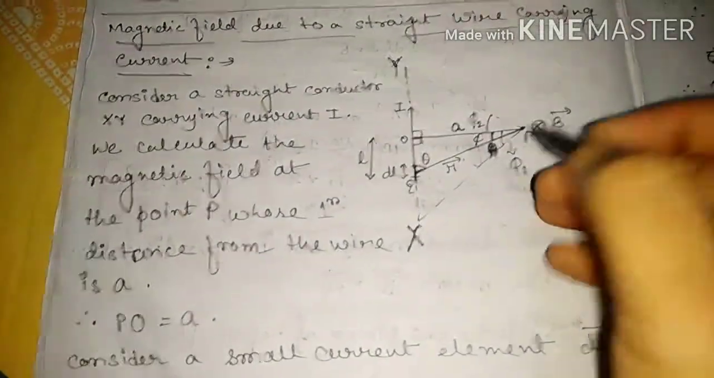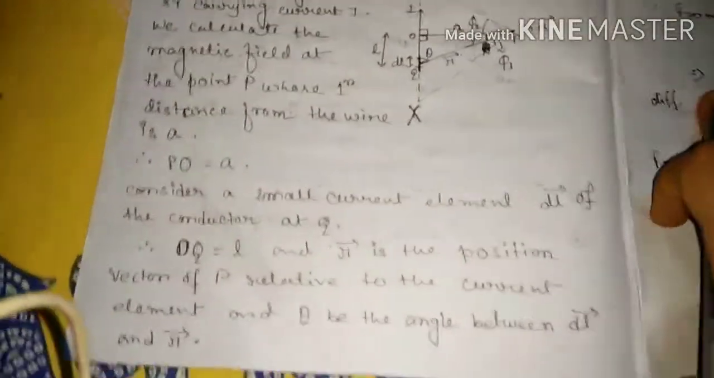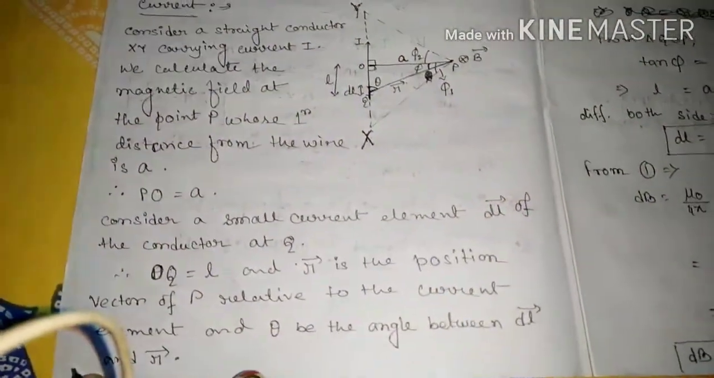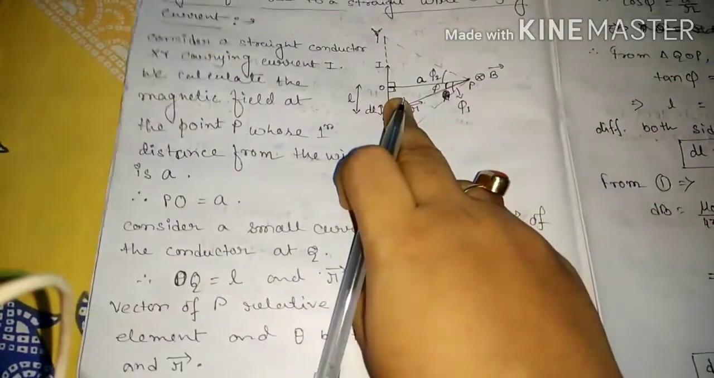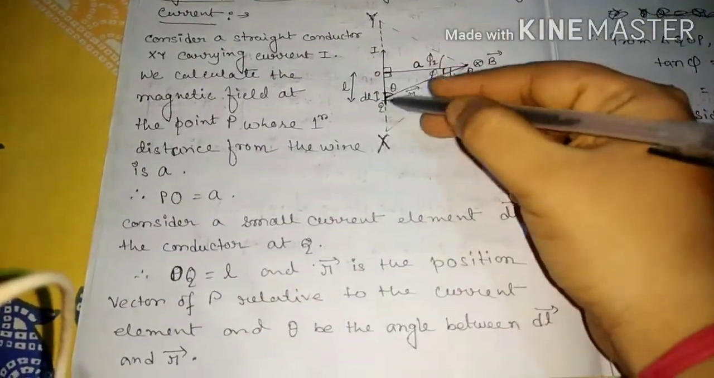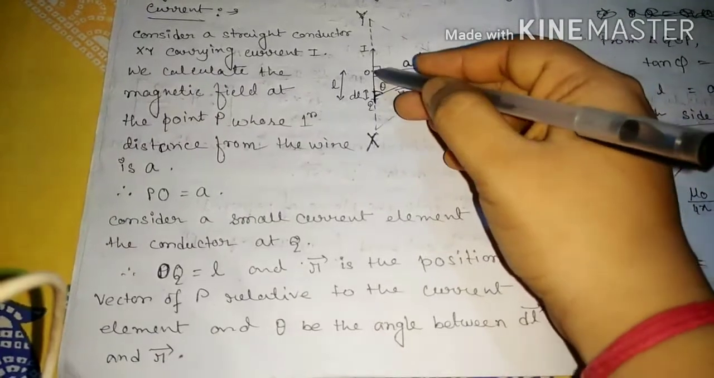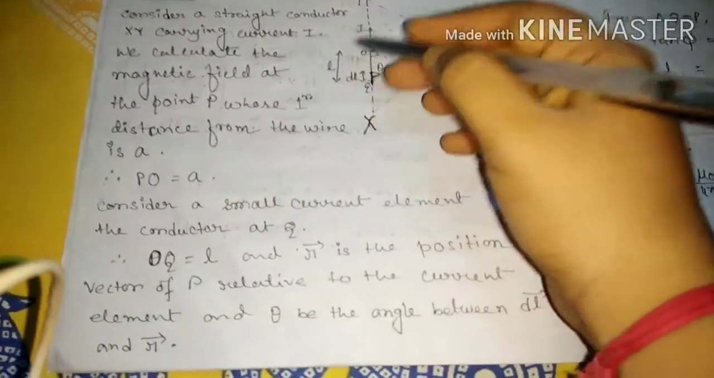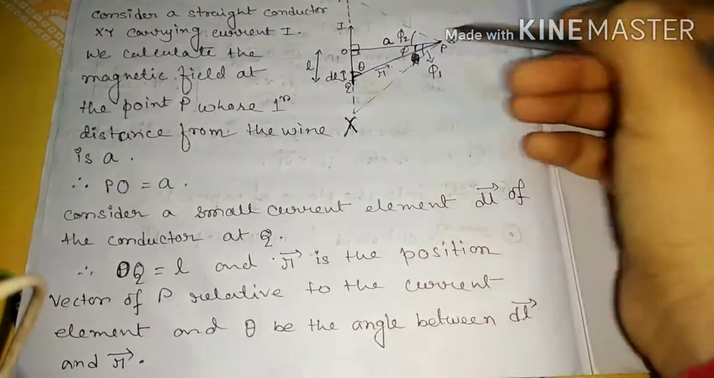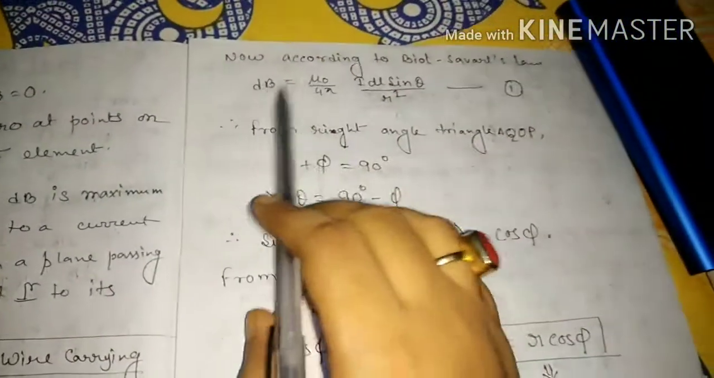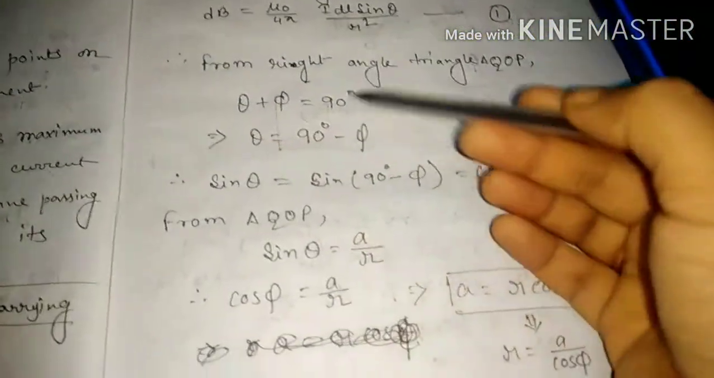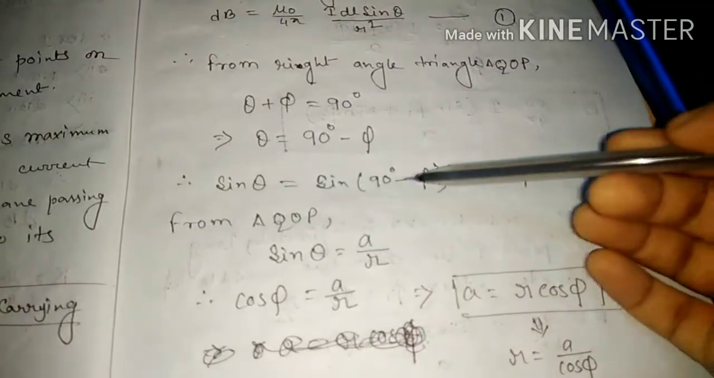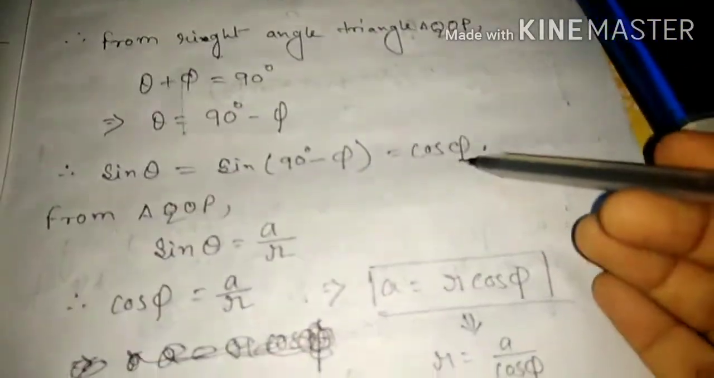Okay, so here I will also apply the Biot-Savart law. PO is the perpendicular distance A. Again we consider the element dl. From dl to O, this distance is R, and it makes an angle theta with dl and R. So according to the Biot-Savart law, what can we write? dB equals mu 0 by 4 pi I dl sin theta by R square. As we already discussed, sin theta equals sin of 90 degrees minus phi, that will be cos phi.